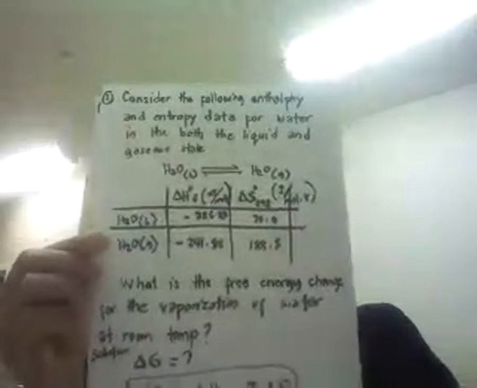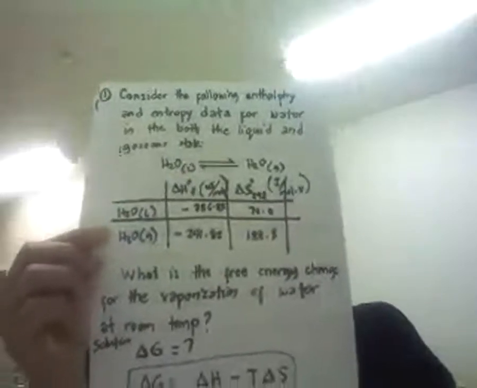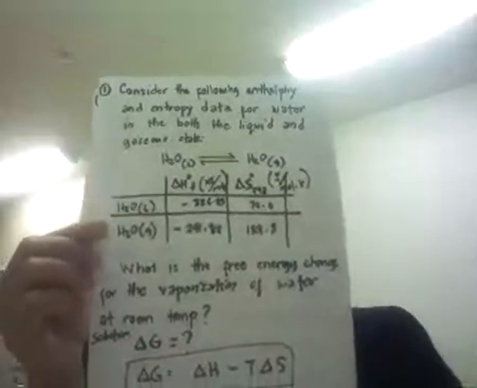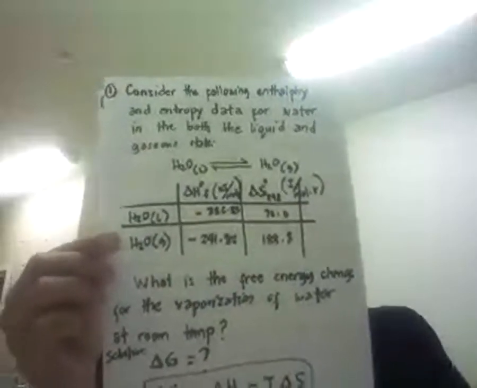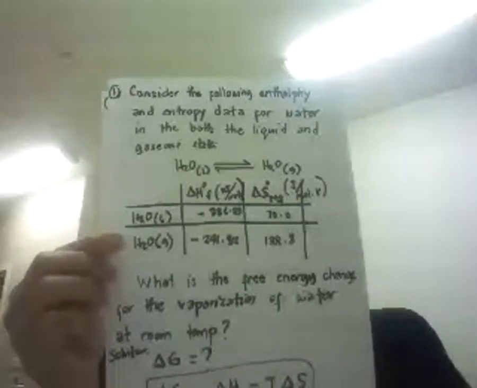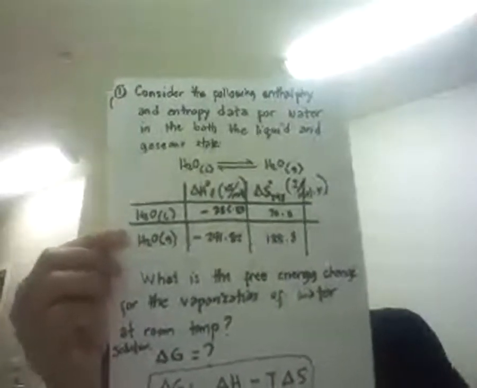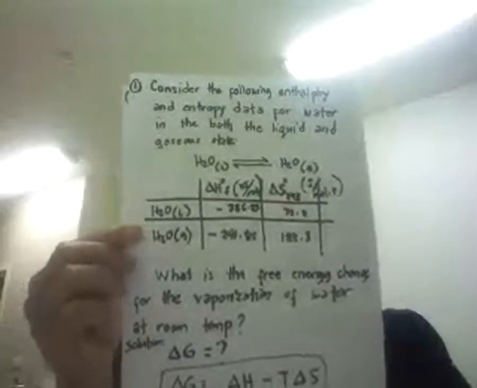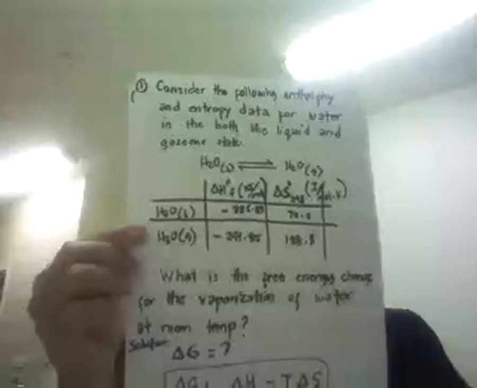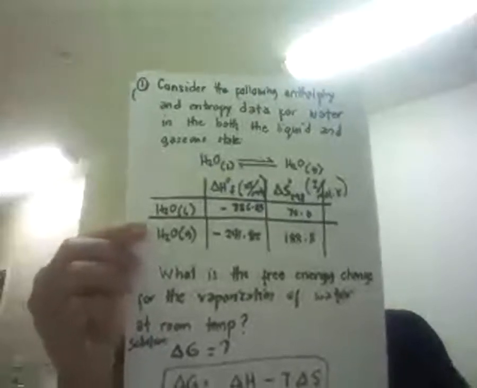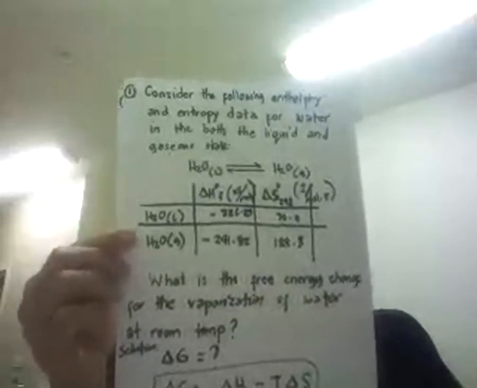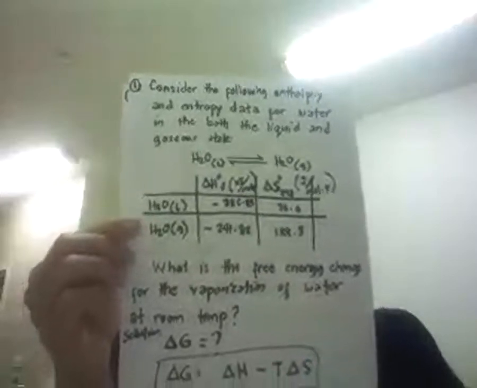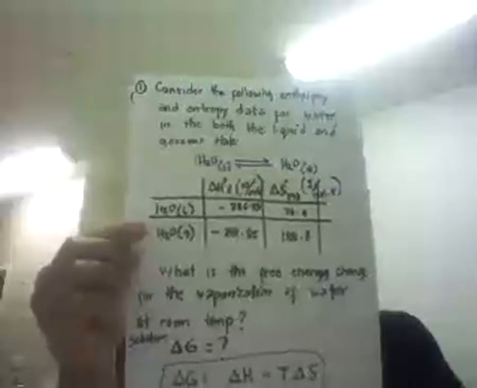Consider the following enthalpy and entropy data for water in both the liquid and gaseous state. So we have the table of H2O liquid and H2O gas. We have two columns in the table: the delta H, or enthalpy of formation, in kilojoules per mole. We have water, which is equal to negative 286.83.